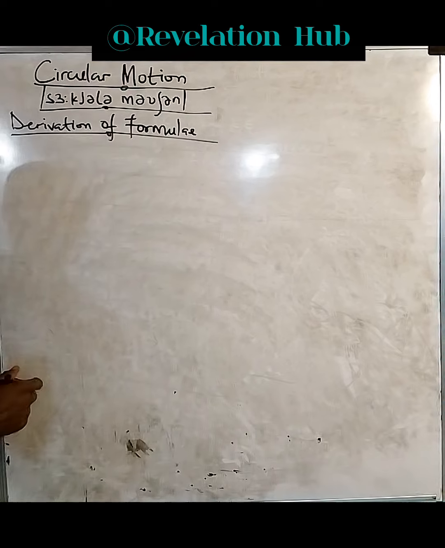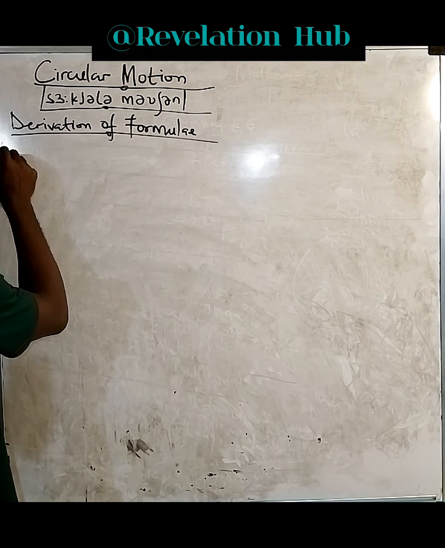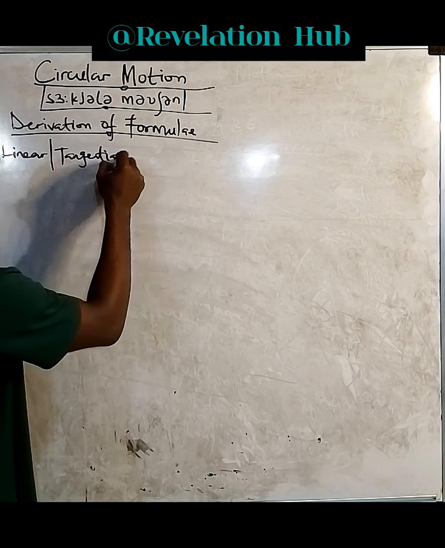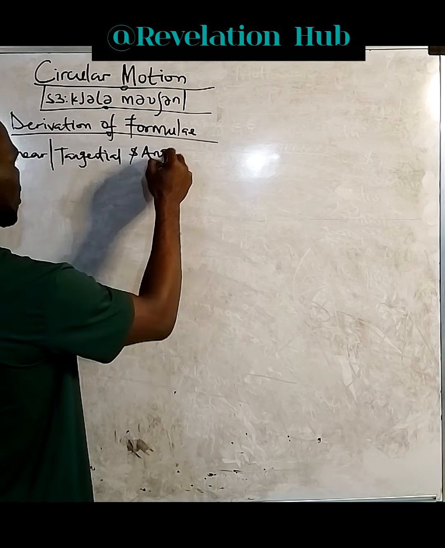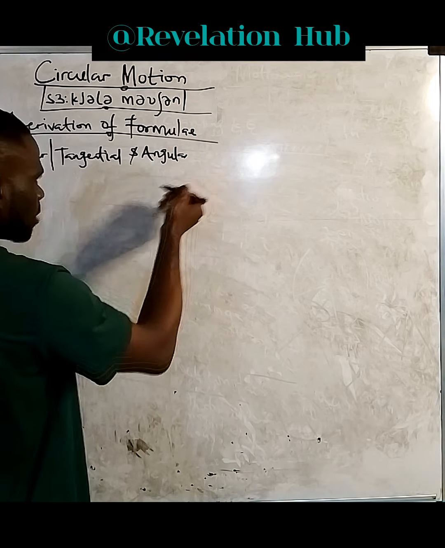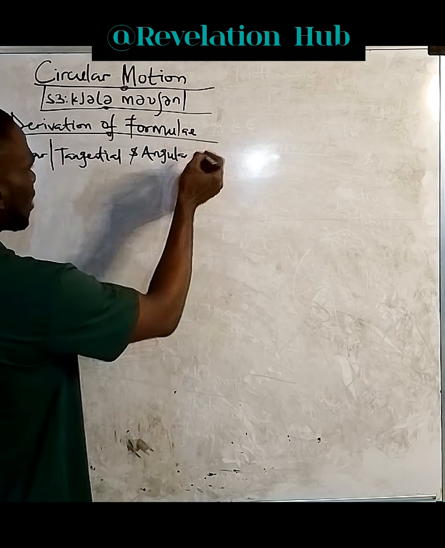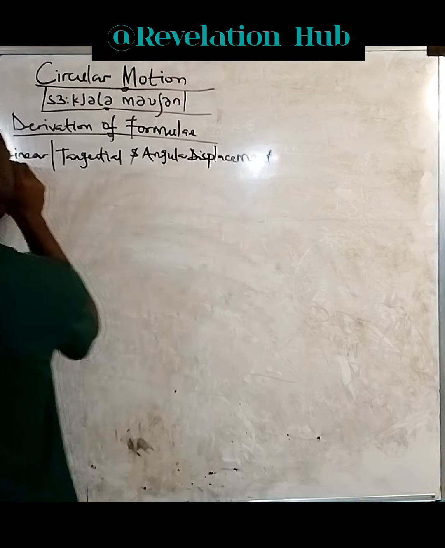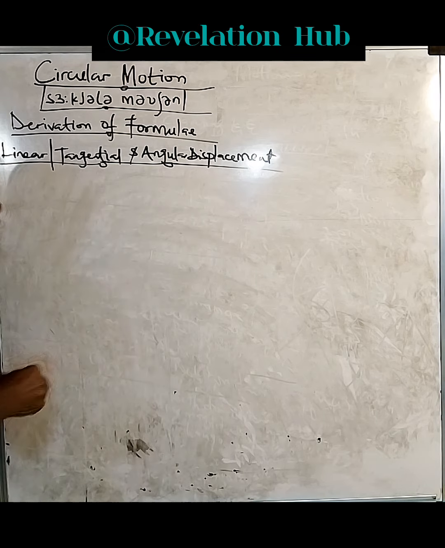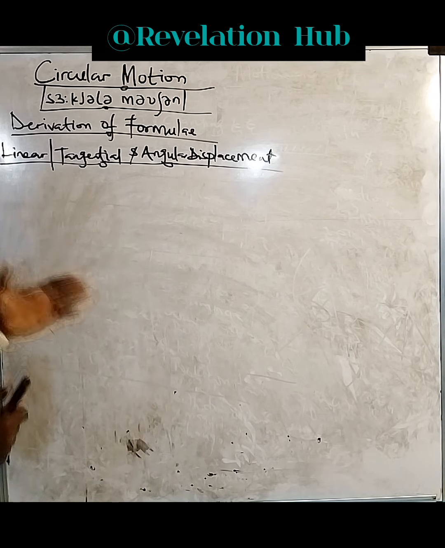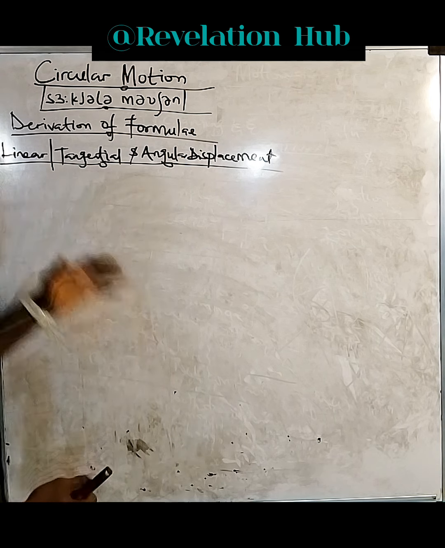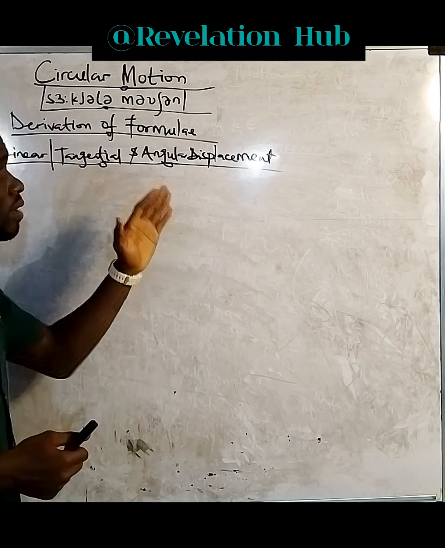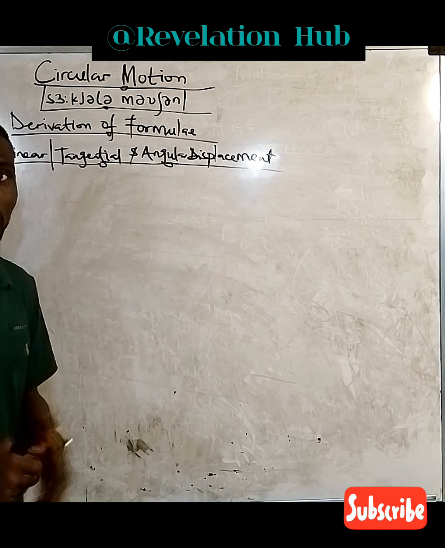Today we're just discussing what we call the linear, and don't forget the linear is also called tangential. The linear or tangential, and angular, or sometimes we call it angular centripetal, linear tangential and angular displacement. This is what we're going to derive, the formulas for these two quantities today. So we're going to look at how we can derive the formula for linear displacement and then angular displacement. Let's see how we go about that.